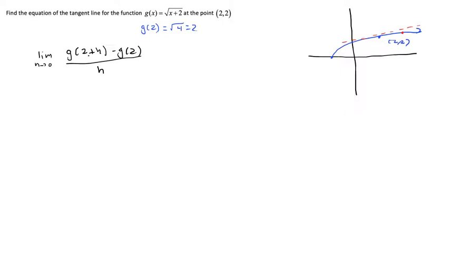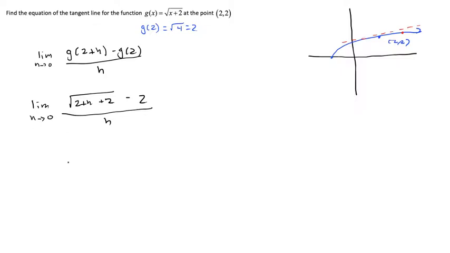What is g of 2 plus h? Well, that's what we're going to plug in here. So radical 2 plus h plus 2 minus g of 2. Now that's just the y value here. So g of 2 is just 2. Divide that by h. Technically, you should write the limit each time. If you don't, it's not that big a deal. Just remember to take the limit at the very end.